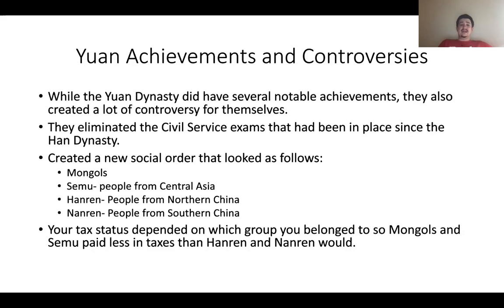Your tax status, how much you paid in taxes, depended on which group you belonged to. So Mongols obviously paid less in taxes than the Han would. How this was set up: if you're at the top, you have more power and you pay less in taxes. At the bottom, you have less power and you pay more taxes, if that makes sense.